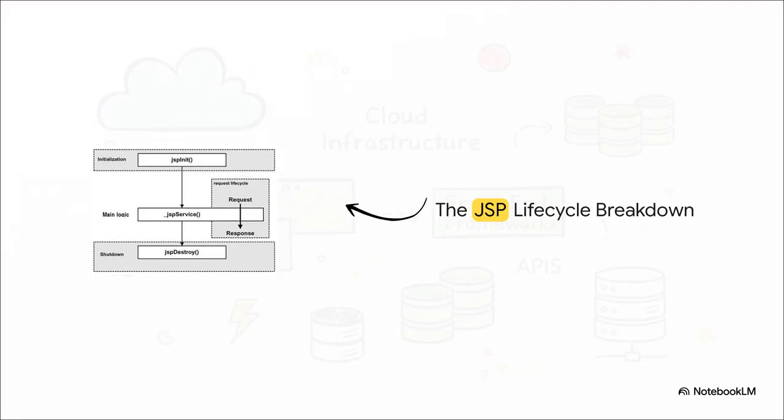To really wrap your head around JSP, you've got to understand its lifecycle. It's super organized. It kicks off with initialization, where JSP init is called to set everything up. Then we hit the heavy lifting, the JSP service method. This handles the actual back and forth of the client's requests and the server's responses. And finally, when the servlet is done and no longer needed, it shuts down via JSP destroy. It's a totally predictable, highly organized cycle.